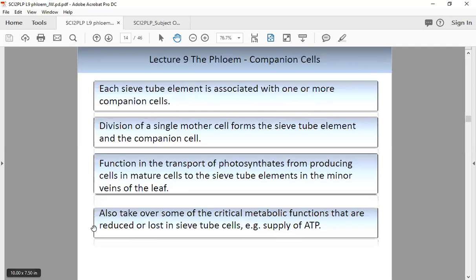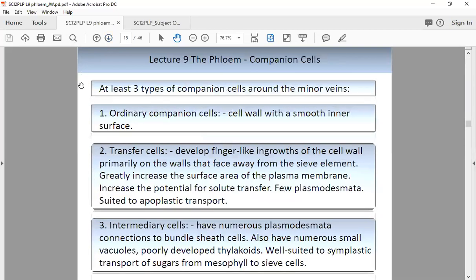The companion cells also take over some of the critical metabolic functions that are reduced or lost in sieve tube cells, as we said earlier. So, for example, it's been shown that companion cells supply most of the ATP required by those sieve elements. Here are the three different types of companion cells that are found. Ordinary companion cells, which have a cell wall with just a smooth inner surface.